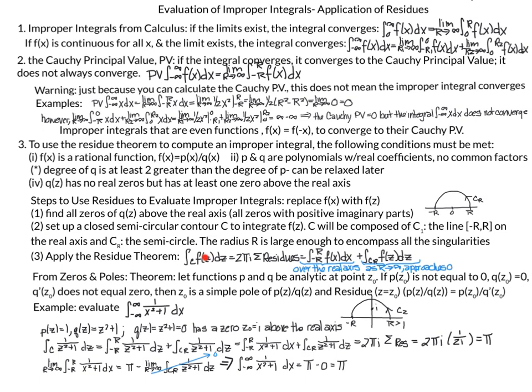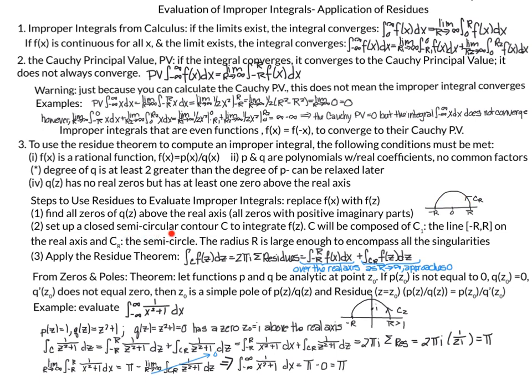And then what we did is we followed these steps to use residues to evaluate the improper integral. First, we replaced f of x with f of z. And as I mentioned, f of x is a real valued function. X implies that we're on the real number line, but the real number line is part of the complex plane. So we can certainly look at this in a broader view of a complex function with the understanding that we're only plugging in real values x, but we can still look at it as f of z. So then we find all the zeros of q of z, the denominator, above the real axis. So we're concerned with the zeros with positive imaginary parts over here.